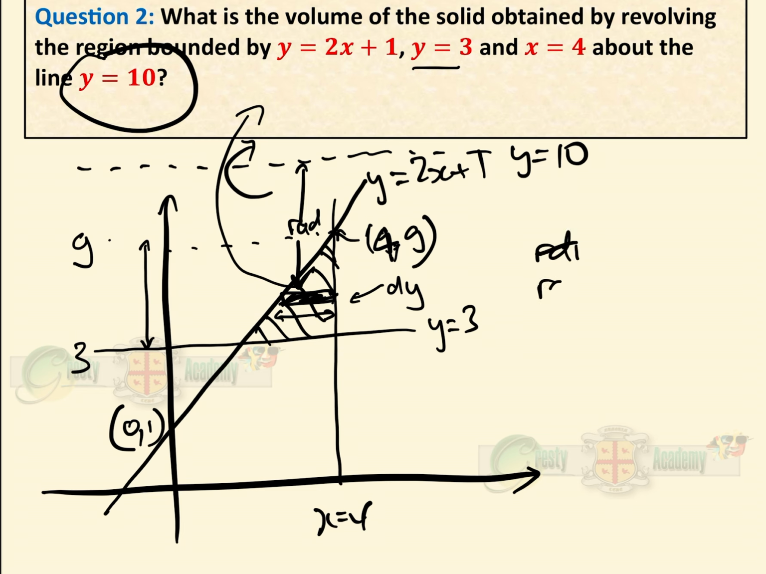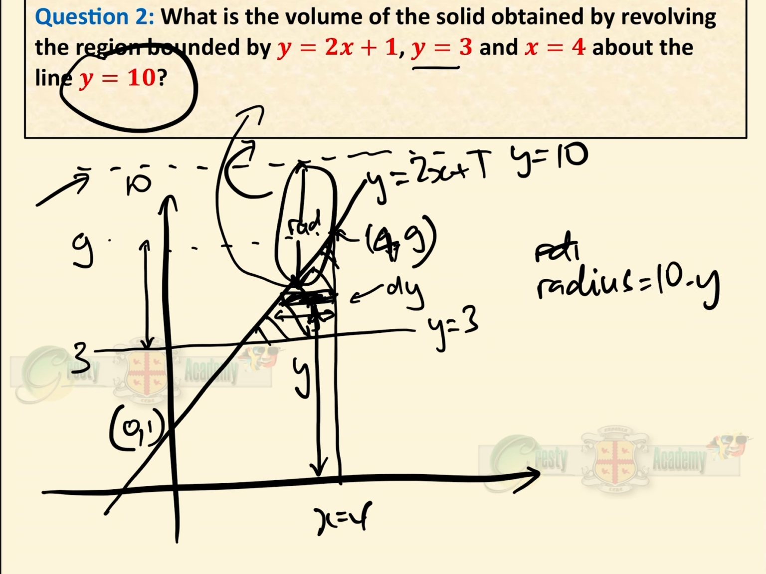So the radius, i.e. the distance of the cylindrical shell from the axis of revolution. The radius is going to be equal, but we know that point is 10, and we know this height here is y. So this radius here is simply 10 minus y. So that's the radius is 10 minus y. And now we just got to get the height.